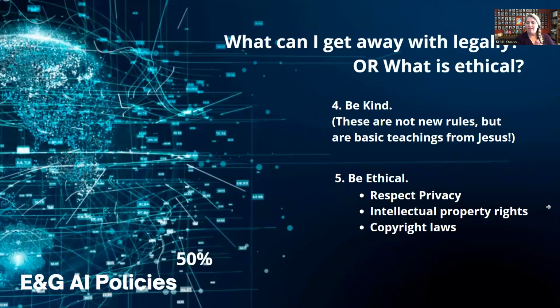Okay, continuing with Equip and Grow AI policies. What can I get away with legally, or what is ethical? What's the difference here between what we get away with legally and what's ethical? Jesus always came to us with higher standards than the world has. So point number 4, be kind.